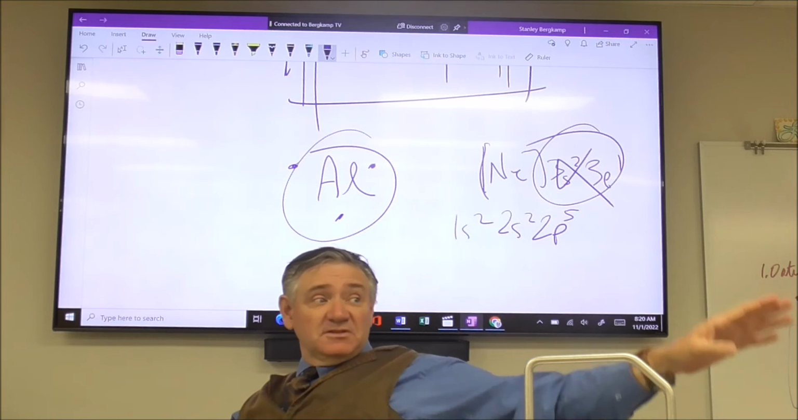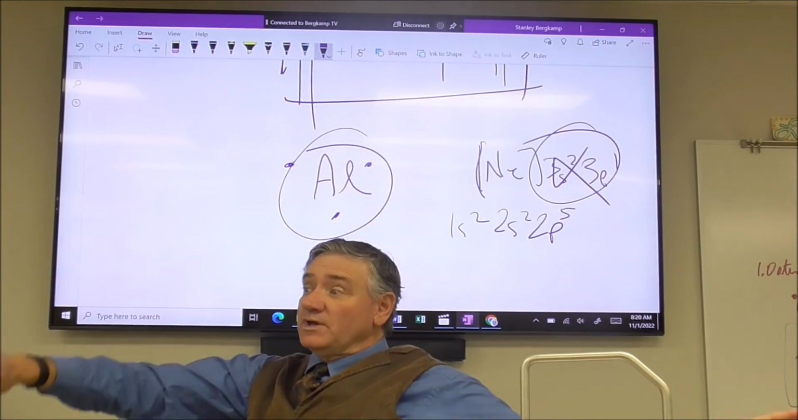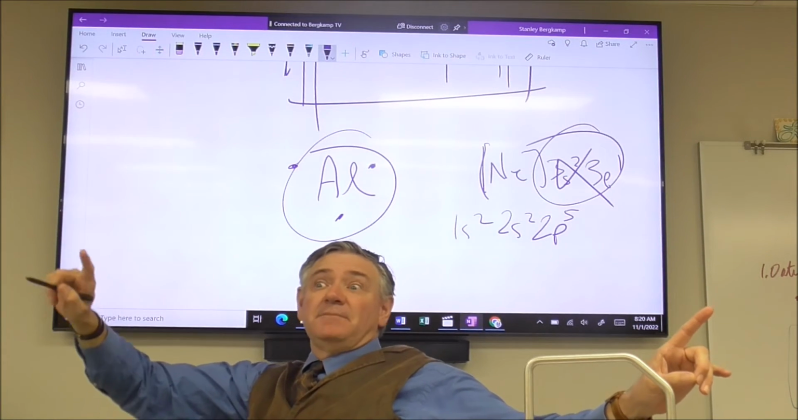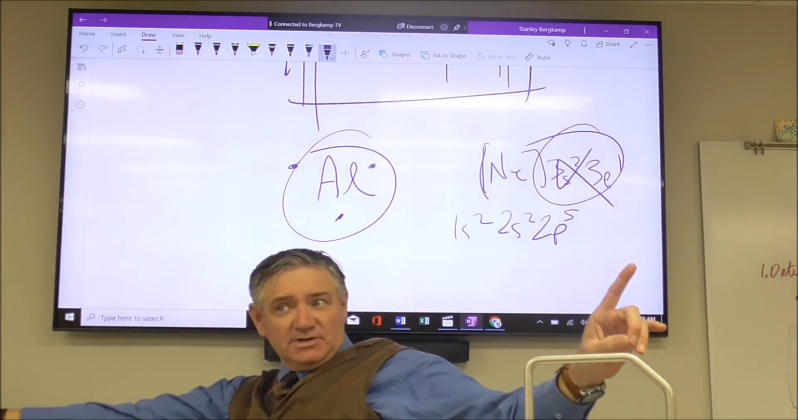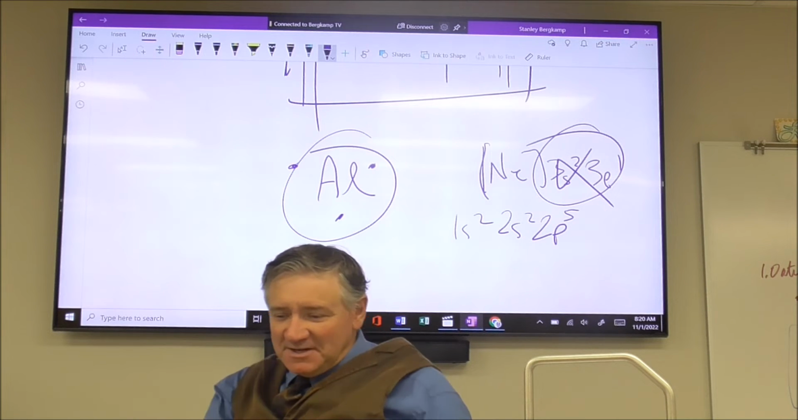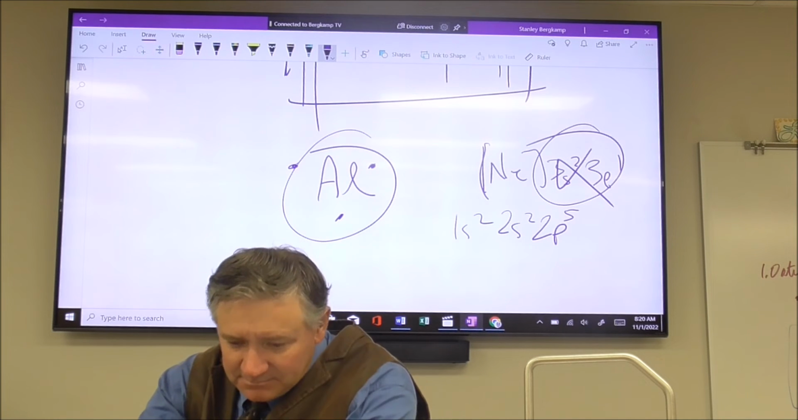So your aluminum wants to look like neon by losing electrons. Fluorine wants to look like neon by gaining an electron. It's like, oh man, this is going to be cool. So this is a match made in heaven.